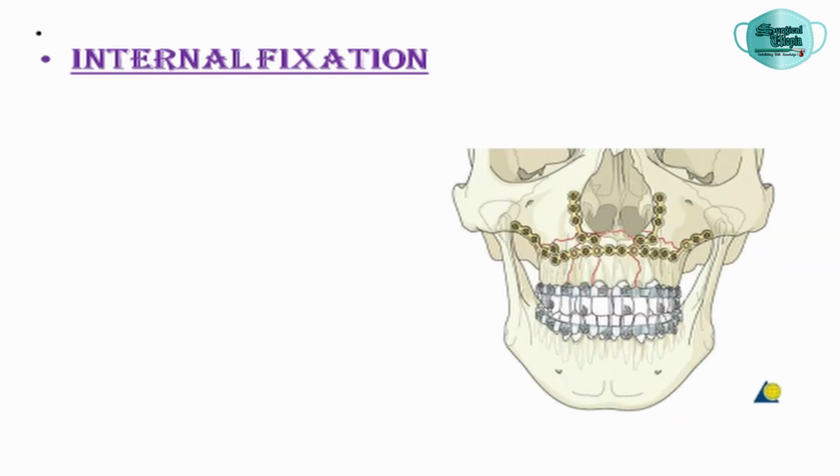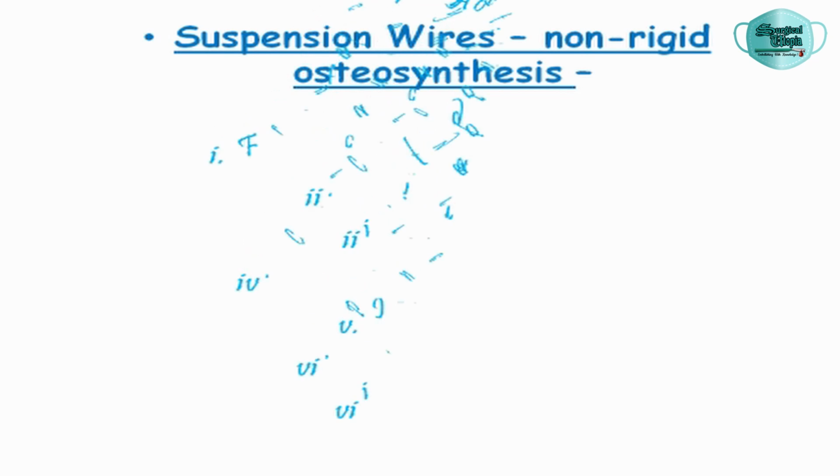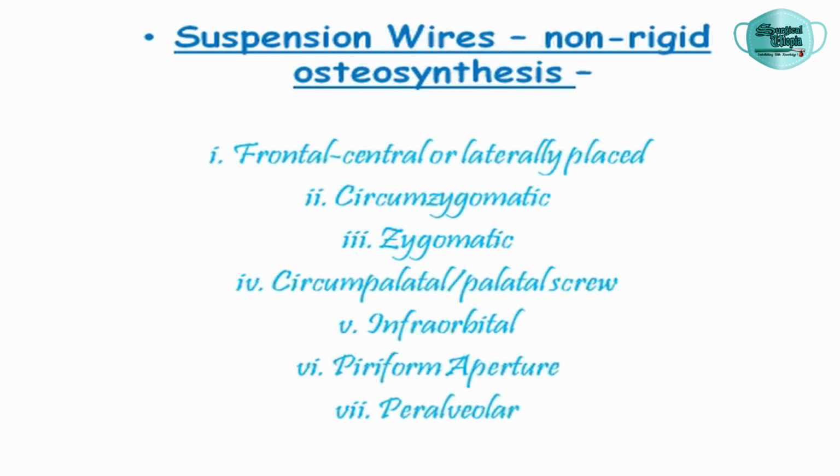The next is the internal fixation. Internal fixation can be done by the intraosseous wire, the mini plates and screws, the suspension wire or splint or dentures. So now we will discuss the suspension wires for non-rigid osteosynthesis. These are the different locations for the suspension wire placement, that is frontal, central or laterally placed. Circumzygomatic wiring can be done, then zygomatic wiring, palatal wiring, intraorbital wiring, wiring on the pyriform aperture, and peralveolar wiring.